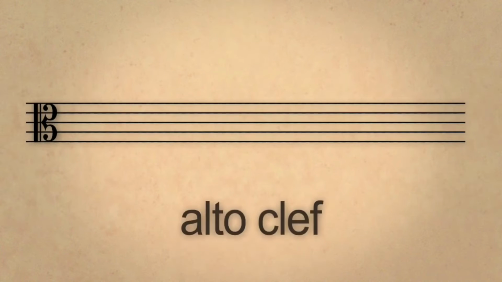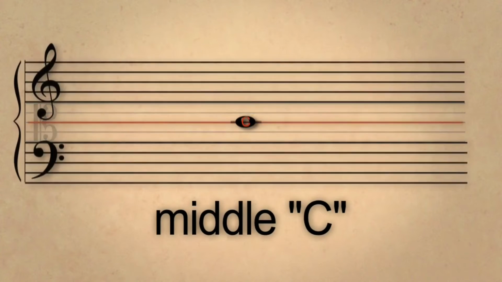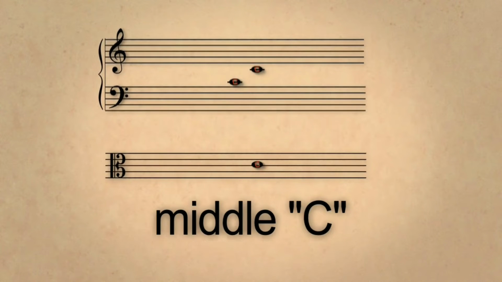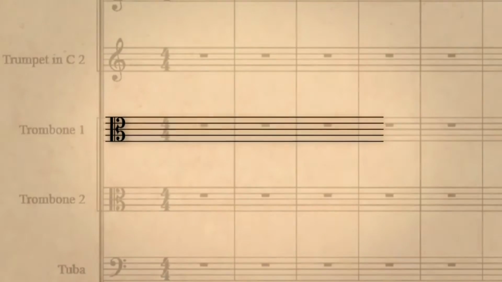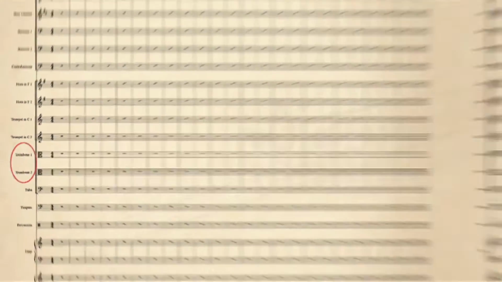The focal point of the alto clef is on the third line. The note on the third line is a middle C, corresponding to the middle C in the treble clef and bass clef. These notes are all the same note, just notated on different clefs. The other instrument that will on occasion use the alto clef is the trombone.